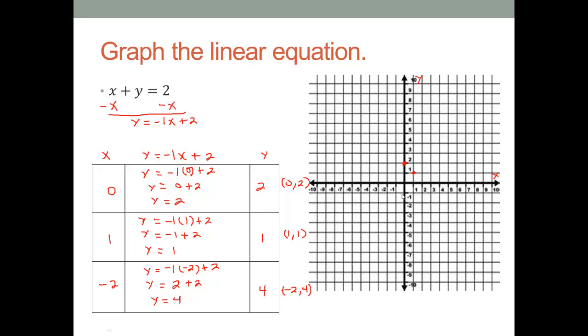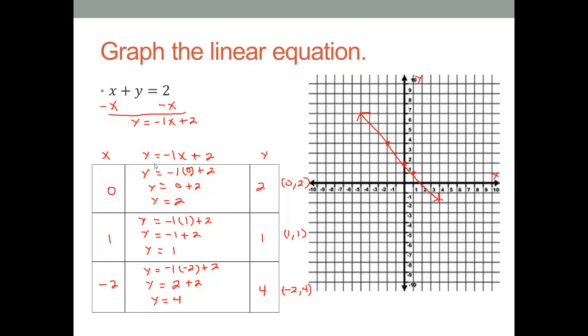For 1, 1, start back at your origin, go to the right 1 place and up 1 place, +1, +1. For -2, 4, start back at the origin. Negative 2 tells me to go left 2 places on the x-axis, and then 4 tells me to go up 4 places for my y-coordinate. And then we would play connect the dots. Okay, so I'll do the best I can here. I promise you it will not be perfect. There we go.